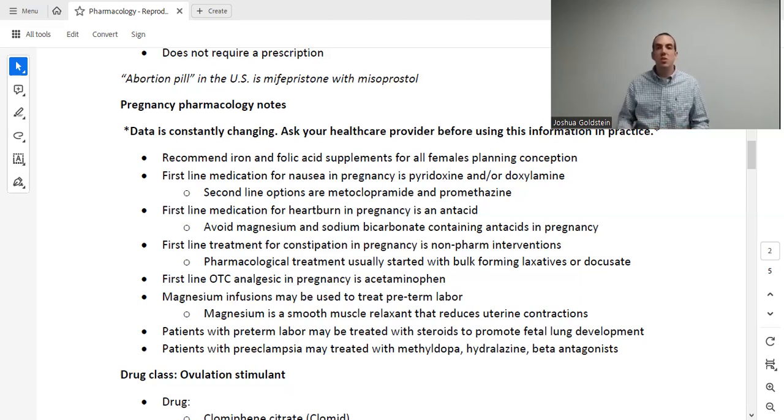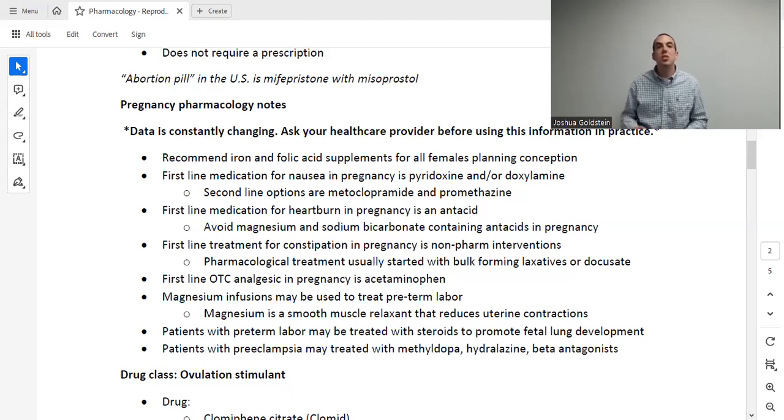For nausea, which we know is very common in pregnancy, pyridoxine, which is vitamin B6, along with or independently with doxylamine, are the current first-line treatments for nausea. Doxylamine is an antihistamine, pyridoxine is a vitamin. Taking each one by itself or the two together, it is available in a combination medication, is the first-line treatment.